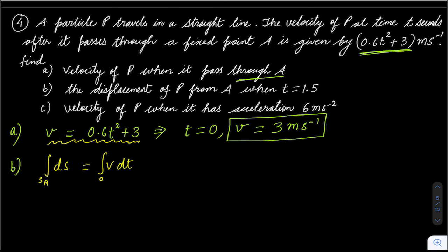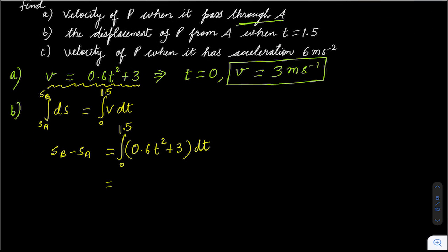It's not given its origin, so let's use SA. So when time t is 1.5 seconds, let's say it is at point B. So its displacement is SB. Okay. So let's integrate this. So we get SB minus SA equals the integration of V dt. V is 0.6 t square plus 3 dt from 0 to 1.5.